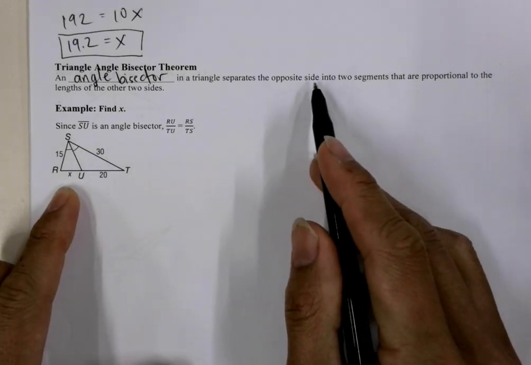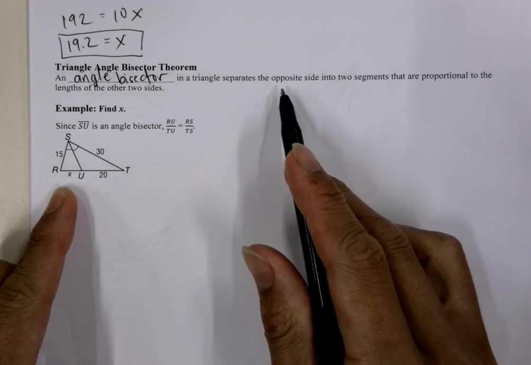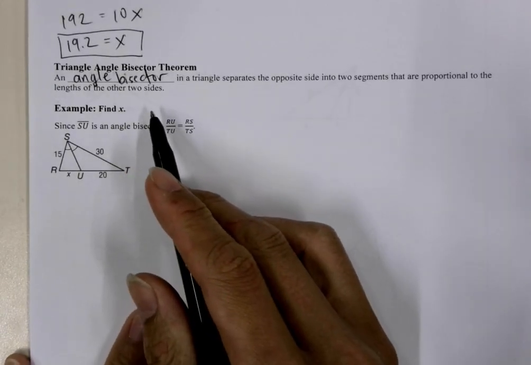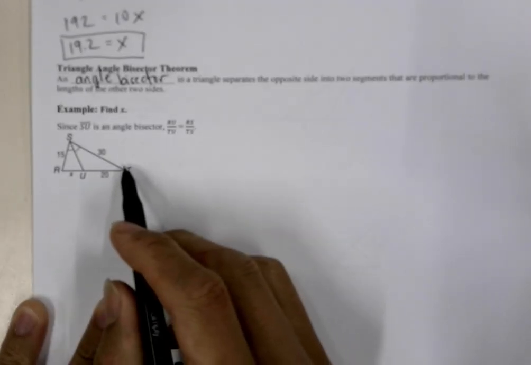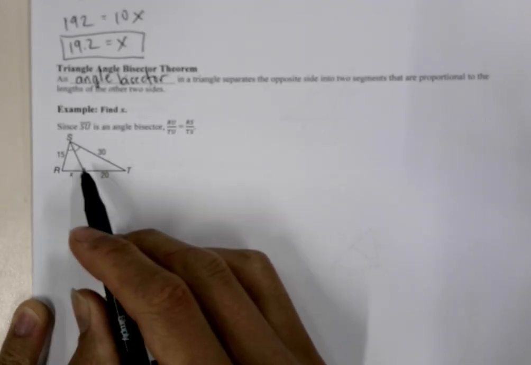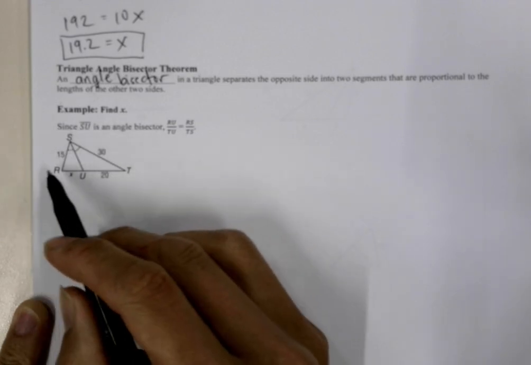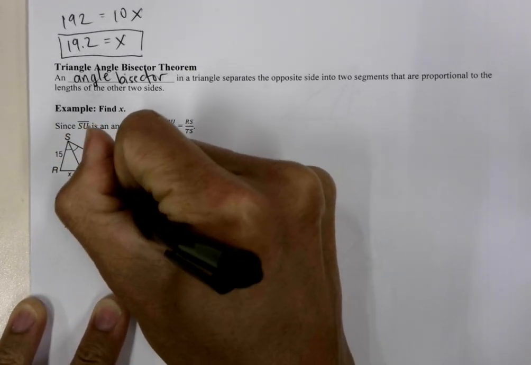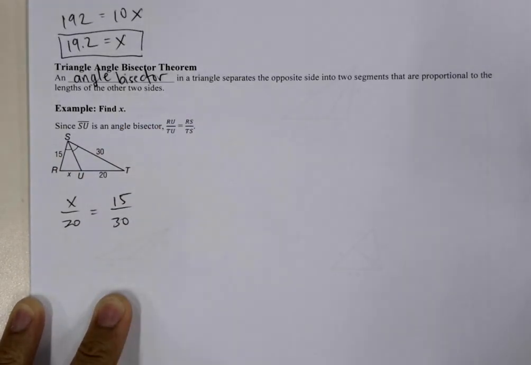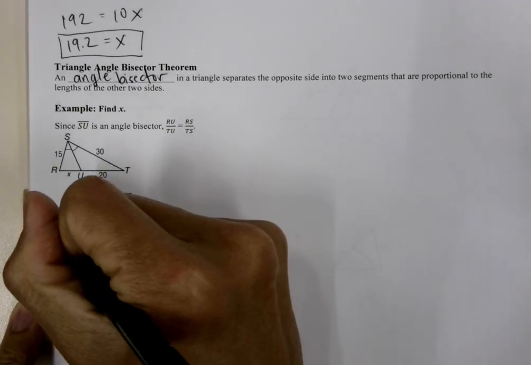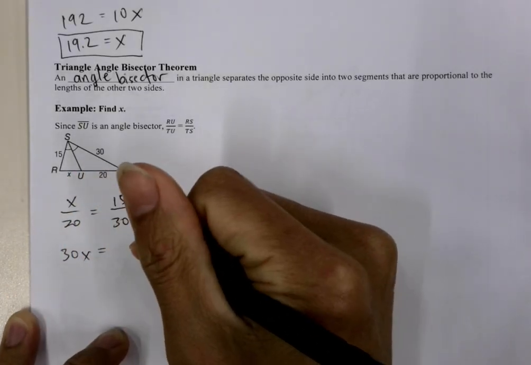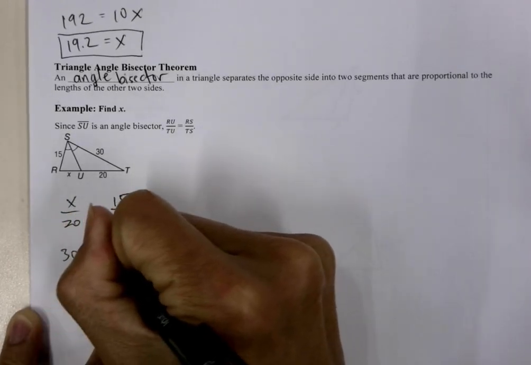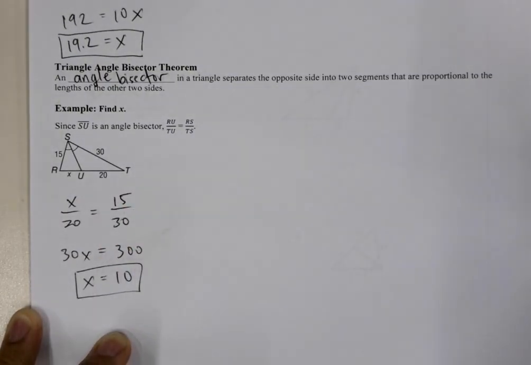Okay, so the angle bisector splits the opposite side into two segments that are proportional to the length of the other sides, right? So not this side here that it's touching, but it's these two other sides. So we're able to say x over 20 is equal to 15 over 30. And then we cross multiply to solve it, so we get 30x is equal to 300. So we get x is equal to 10, and we're done.